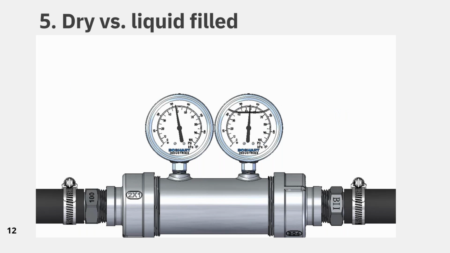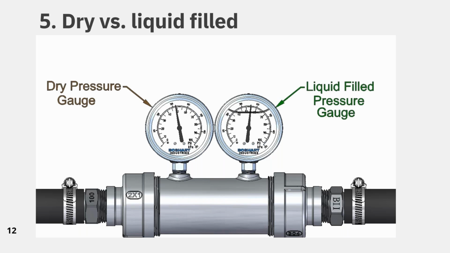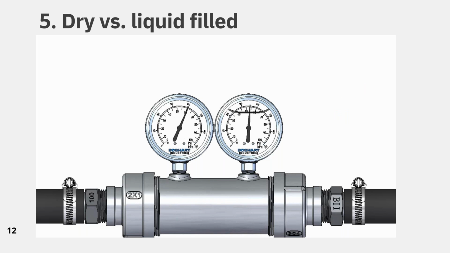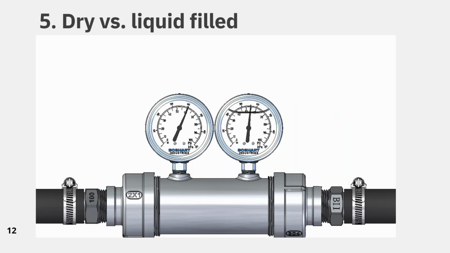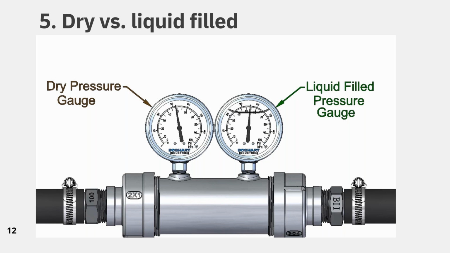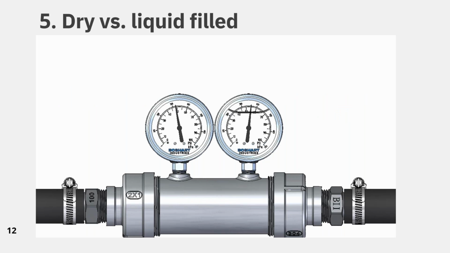In addition, glycerin lubricates the internal components and in turn dramatically reduces wear on the internal components of the gauge and increases the lifespan of the gauge. Since glycerin is a non-aqueous liquid, it performs well in both corrosive and colder environments.